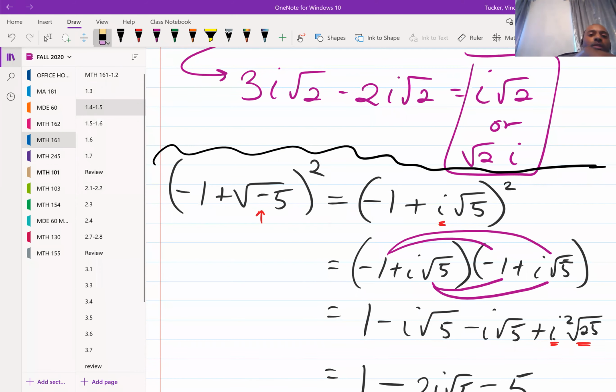So that last one, be careful with that. When you multiply these two together, that's i times i, which will give us i². Then √5 times √5, which is √25. You just multiply what's under the radicals. All right. Any questions before we go to the next step?